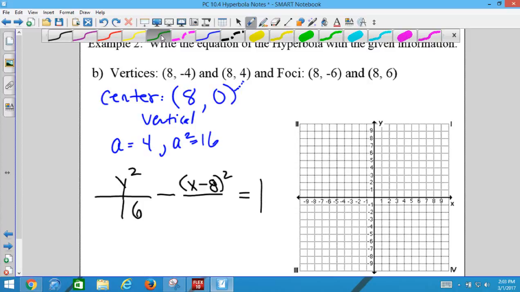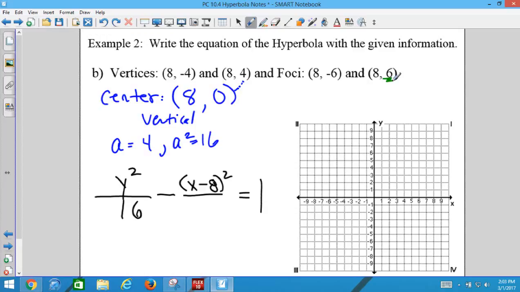All right, and then the foci, that's going to give us C. So we're going to look at how far away the foci are from the center. So what's my C value? 6. So C squared is 36. We do C squared is A squared plus B squared. So B squared has to be 20.